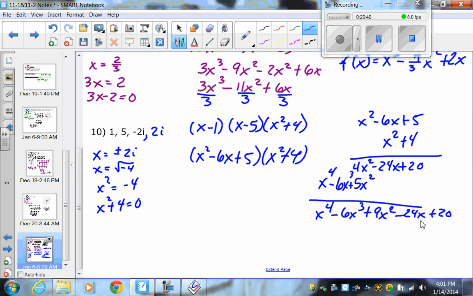So before I say this is our final answer, is my leading coefficient 1? And the answer to that is yes. So I have f of x equals x to the fourth minus 6x to the third plus 9x squared minus 24x plus 20. And you're finished.